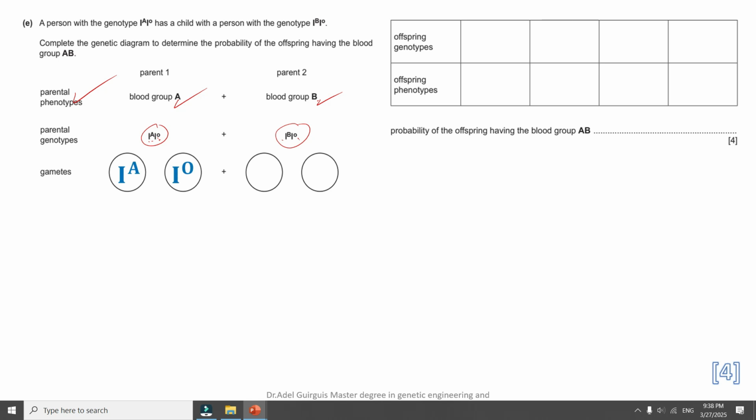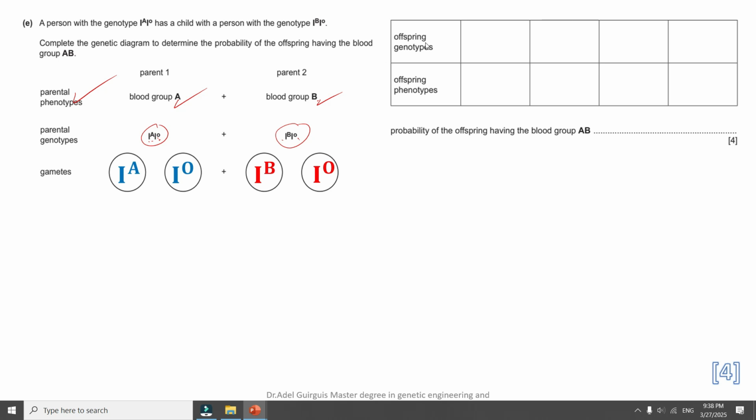Two types of sperms, here IB, IO. Two types of eggs. This is the probability of this parent to produce two types of gametes. The second one also produces two types of gametes. 2 times 2 equals 4. So the probability is to find 4 individuals.